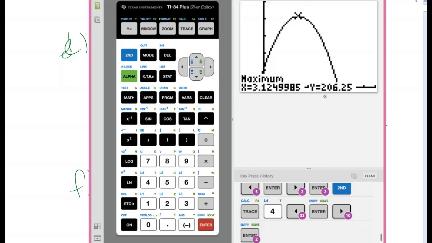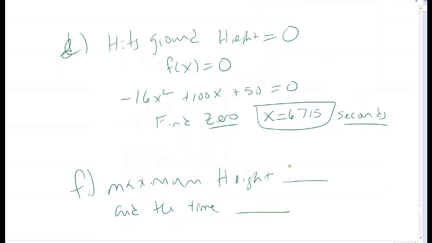All right, so the maximum height, remember, is the y value. So the maximum height is 206.25. It occurs a little after 3 seconds. So the maximum height is 206.25 feet, and it occurs at 3.125 seconds. All right, that's the answer. There's the maximum height, and that's when it occurs.